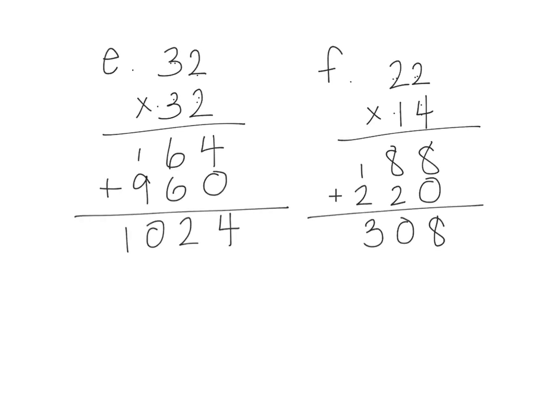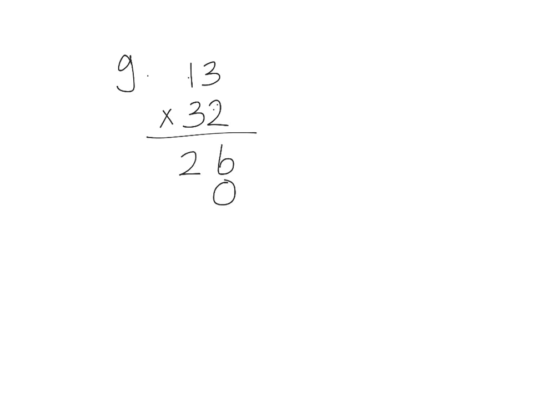And for our last two, we'll do G. 13 times 32. 2 times 3 is 6. 2 times 1 is 2. Place filler. 3 times 3 is 9. 3 times 1 is 3. Add these up. 6 plus 0 is 6. 2 plus 9 is 11. Carry my 1. 1 plus 3 is 4.